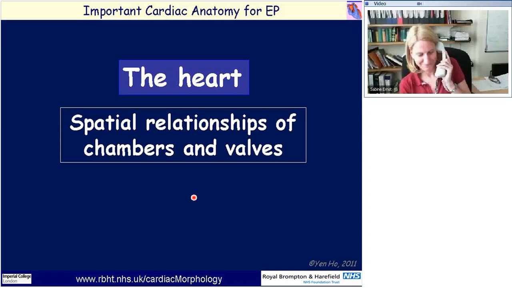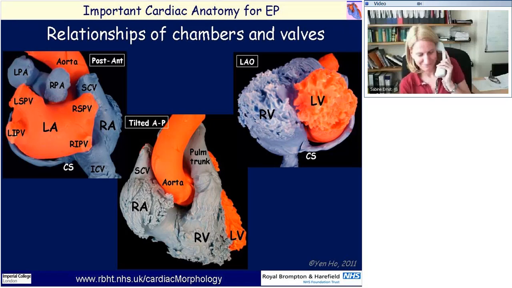Sure. Now I would like to move to the next topic, which is to emphasize the spatial relationships of the chambers and the cardiac valves. And these are some still images taken from the endocast that I prepared many years ago. This is a sort of front view, if you like, but a little bit tilted, to show you the right heart chambers are not strictly right, nor the left heart chamber strictly left.